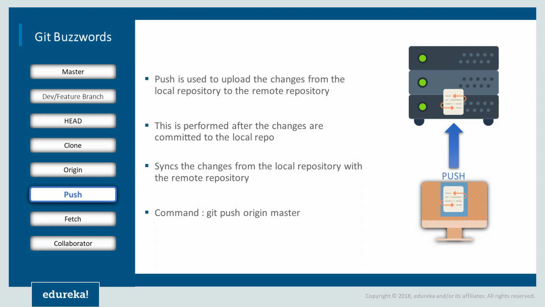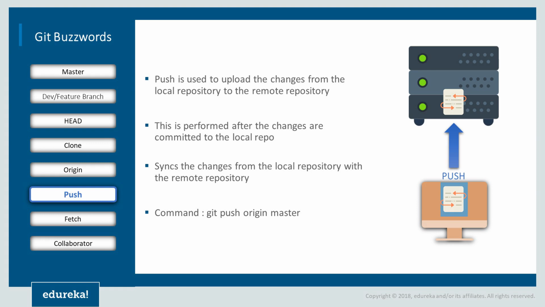Next comes the command push. We have been using this command since day one. Push is used to upload the changes from my local. Not the changes in the staging area, but the changes which have been committed. It will push the changes which have been committed in the repository from local to the remote.